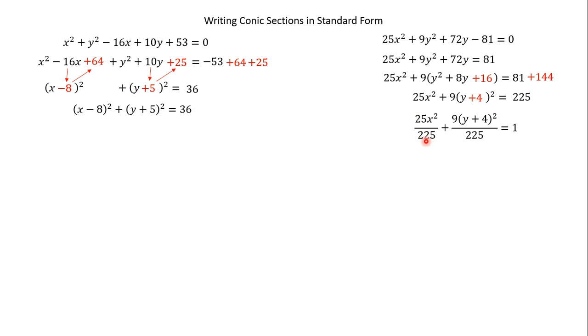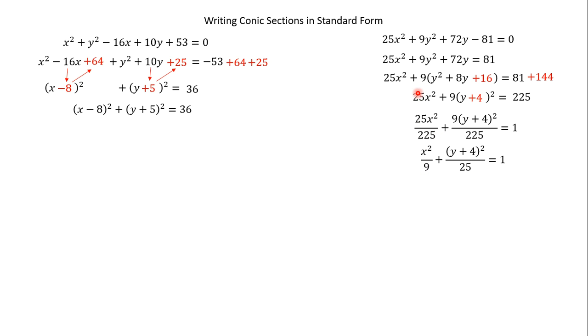So what is 225 divided by 25? 9. What is 225 divided by 9? 25. So we get x squared over 9, and y plus 4 squared over 25 equals 1. This is an ellipse with the center 0, -4, a horizontal radius of 3, a vertical radius of 5, which means it's going to be a vertical ellipse, and we could graph it from there. We've been graphing this stuff for weeks now.